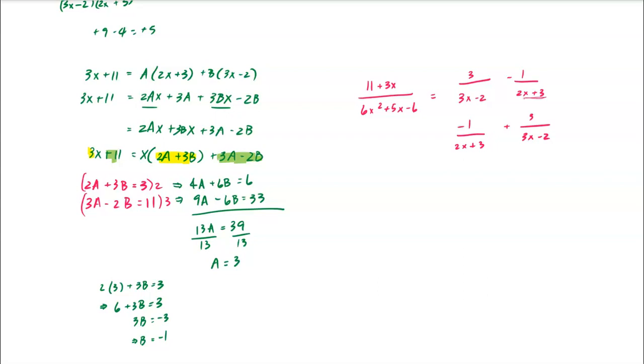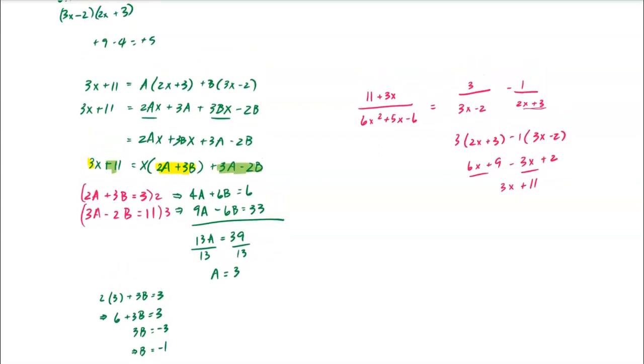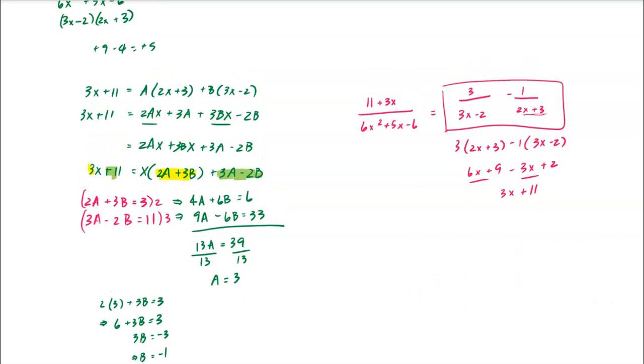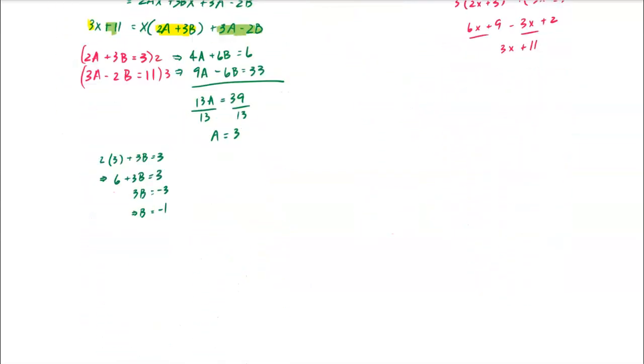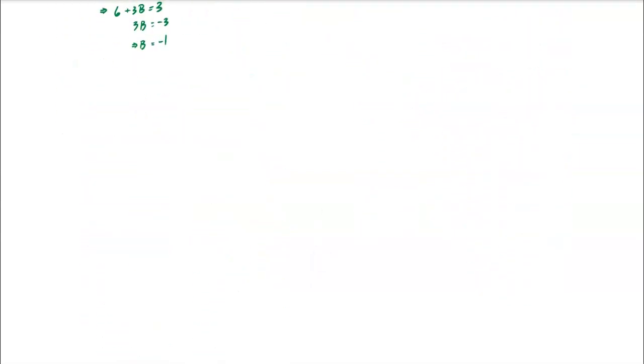And then let's go ahead and check. So I had 3 times 2x plus 3 minus 1 times 3x minus 2. And I had 6x plus 9 minus 3x plus 2. So that is 6x minus 3x is 3x, plus 11. Voila! That is my final answer, and there you go. What's next? Number 7. Okay, let's go.